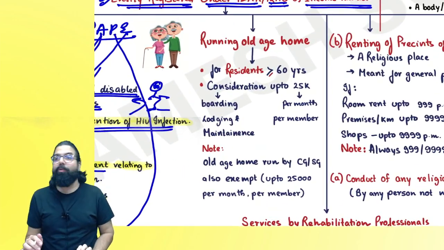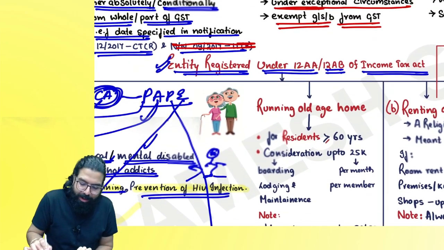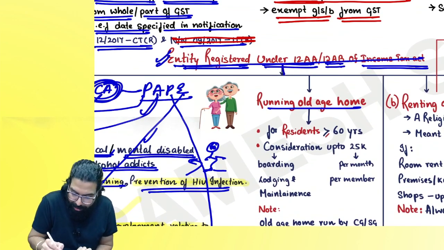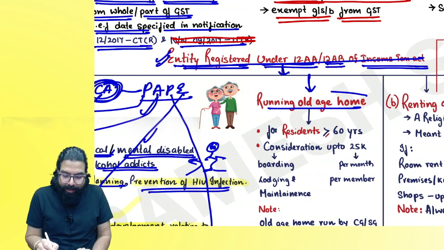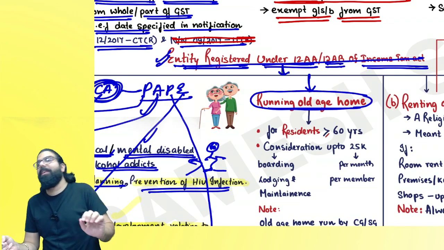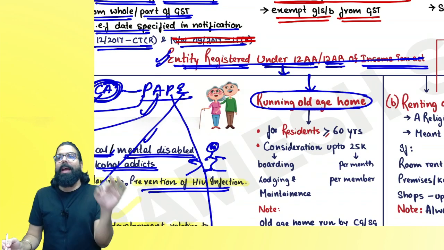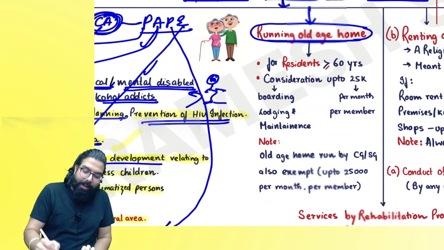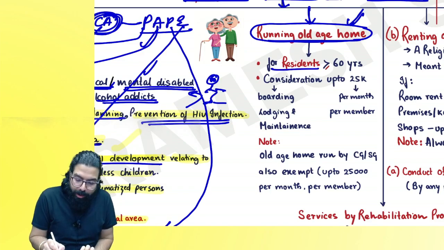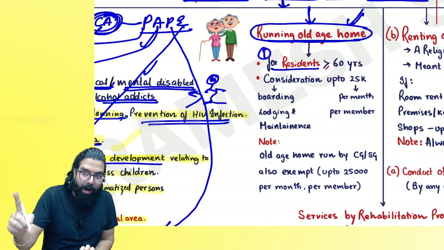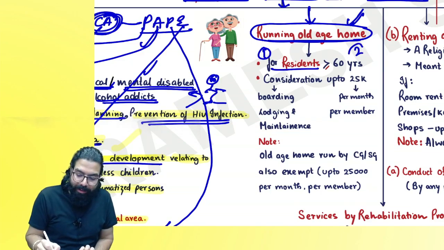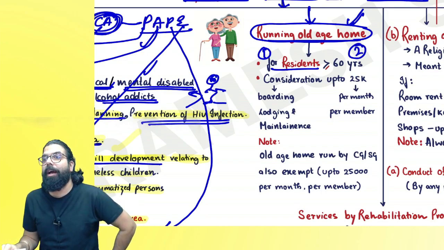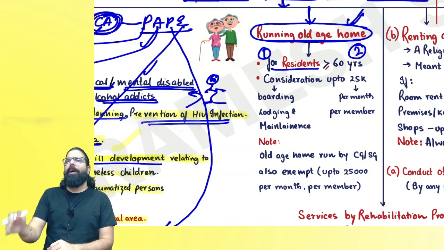Everyone over here now. The next one is, if you are a charitable institution, first of all, see, I've connected this, right? So if you are a charitable institution registered under 12AA or 12AB of the Income Tax Act, and you are going ahead and running an old age home for residents. Number one, it should be for residents. Number two, the residents' age should be equal to or greater than 60 years.